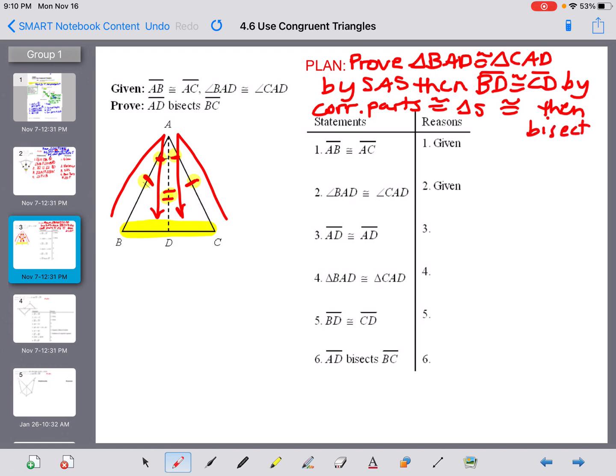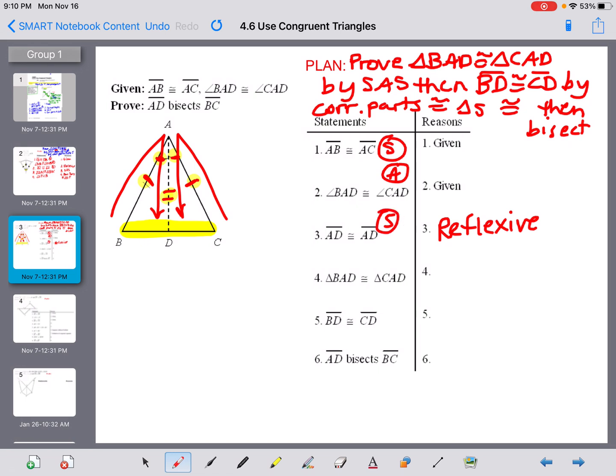Okay, so the first one we start off with, AB is congruent to AC, that's a set of sides. It's given. Angle BAD is congruent to angle CAD, it's given. That's a pair of angles. AD is congruent to AD. Same thing, looks in the mirror, sees itself, that reflexive property. Notice how often it comes up here in Chapter 4. We were introduced to it in Chapter 2, didn't use it a lot, but we use it a lot here when we do these triangles.